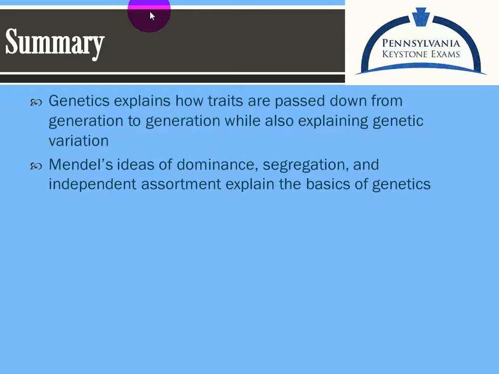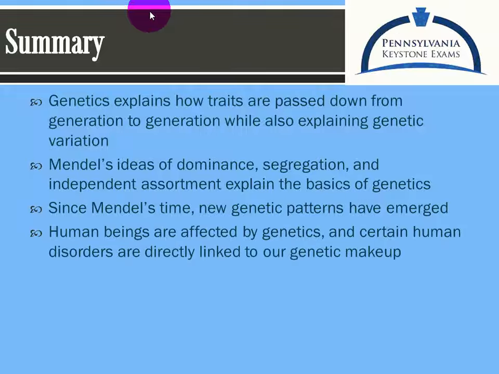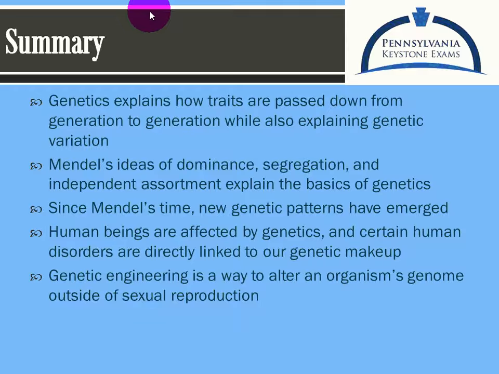Mendel has some important ideas of dominance. Certain traits are dominant over others. Segregation, chromosomes separate, and independent assortment. This gene goes here, that gene goes there, to help explain why genetics works the way it does. However, since Mendel's time, we've learned that it's not a clear-cut system. And human beings, like everything else, are affected by genetics, and some of our diseases or disorders are linked to problems in our genetic makeup. And we can use genetic engineering to modify organisms, but we need to be mindful of some of the things we don't understand about it.